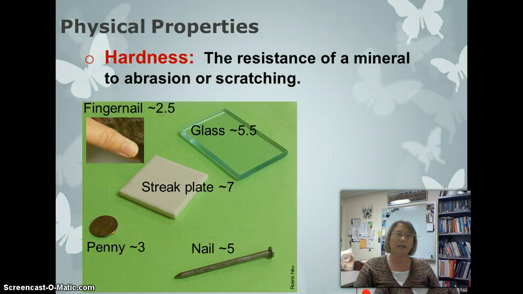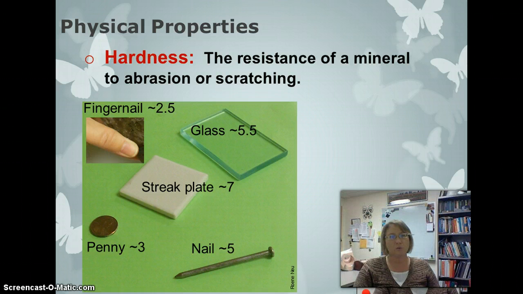With a glass plate, because we have the potential for doing harm to ourselves by holding the glass plate in our hand, we're going to reverse the process. Instead of attempting to scratch the mineral with the glass plate, we're going to attempt to scratch the glass plate with the mineral. Place the glass plate firmly on the table with your fingers holding the glass plate to the table. Take your sample and attempt to scratch the glass plate.